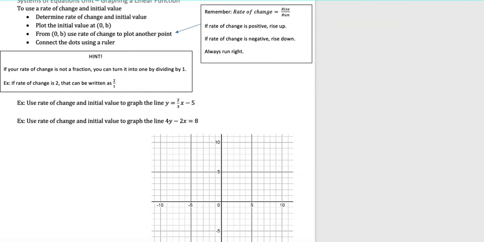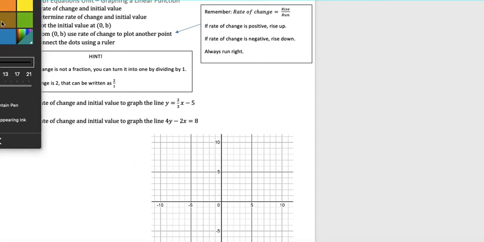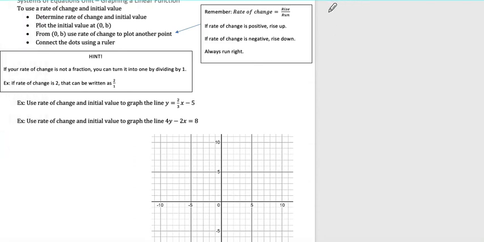So here's one more line. We have the line 4y minus 2x equals 8. Well, this isn't in the form that we know, right? y equals ax plus b. So we have to do a little bit of algebra to make that happen.